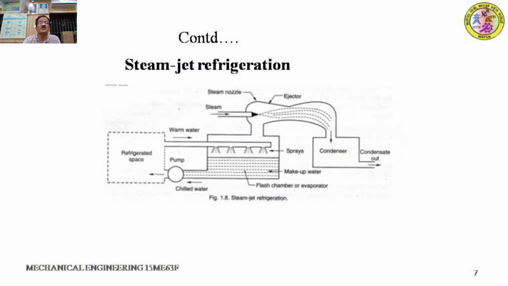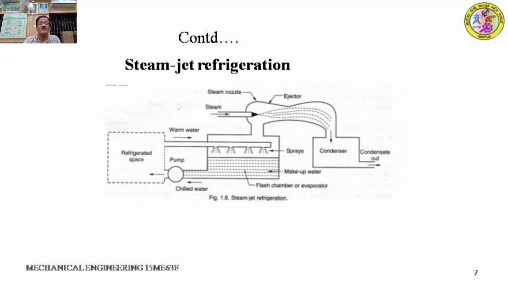And at the top you can see there is an ejector. Ejector is nothing but fitted with a steam nozzle, and it is open to the evaporator chamber at the top, and at the other end you can find a condenser. So here you can use waste steam that is available in a nuclear or a thermal power plant, that can be conveniently used. So when steam is passed through the nozzle, its pressure drops, and because of the drop in pressure there will be vacuum created in the entire space.